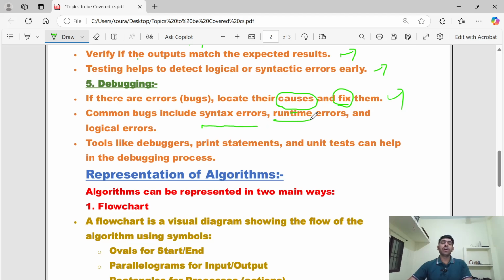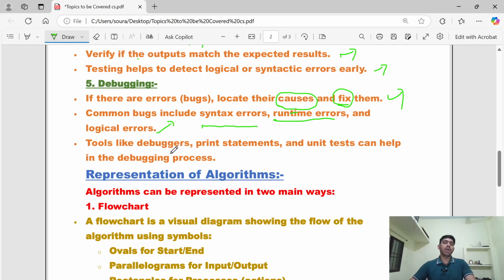syntax errors, runtime errors and logical errors. These are the common bugs, the common errors. A syntax error is due to writing wrong syntax, a wrong formula for a proper condition. A runtime error is when you are running the code and there are runtime issues in the program. And a logical error is due to the logic.